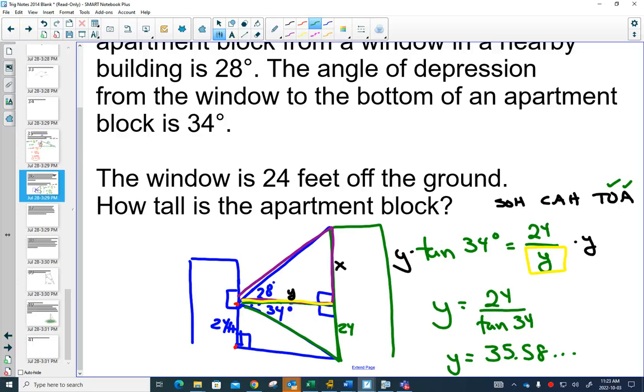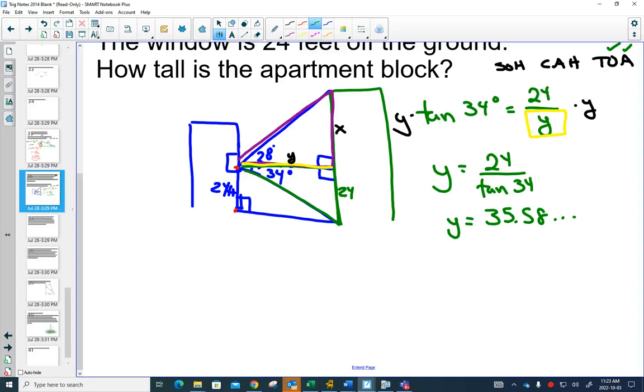Now that we found y, you have enough information to go to your purple triangle and solve. So I'm going to switch colors to purple. We want to find x. Can you see that x is opposite the 28? Which side do we know? We figured out y, the adjacent side. So which definition do we have to use for purple? We have to use tan again.